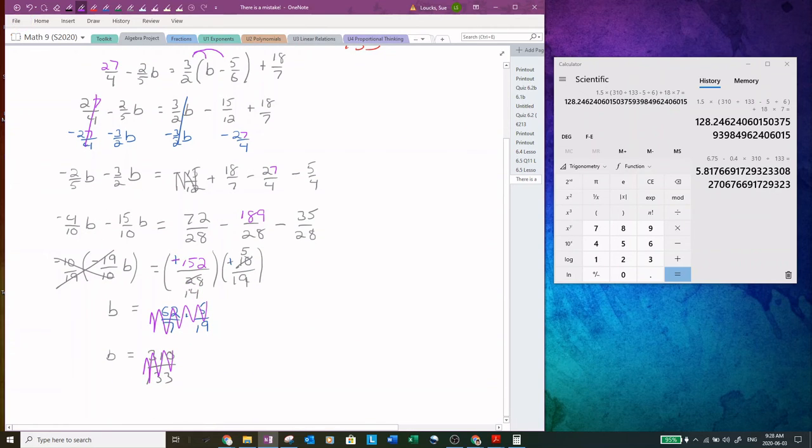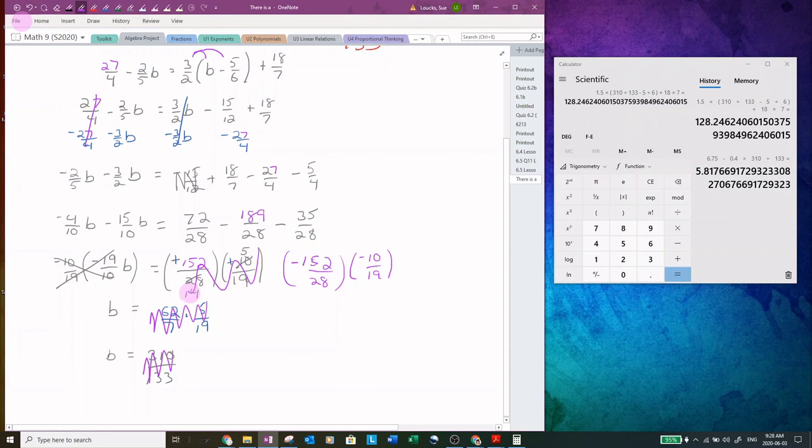So does 152 divide by 14? Nope. 152 divided by 7? Nope. Okay, but it does divide by 2. So 152 divided by 2 is going to be 76 over, oh wait, I divided it by 2 here. So it's going to be 76. No, you know what? This is a little too confusing. I'm actually going to rewrite this one. This was 152 over 28. It's negative 152 over 28 times negative 10 over 19.